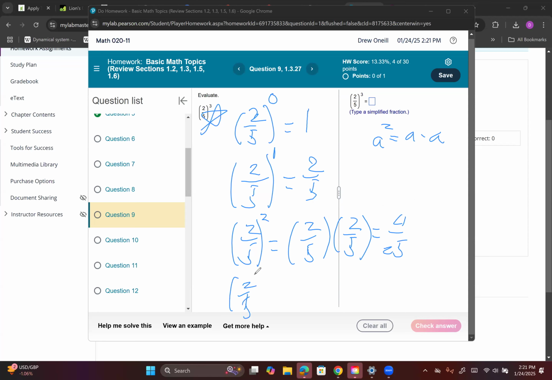2/5 cubed, you would do the same thing. So it would be 2/5 times 2/5 times 2/5. 2 times 2 times 2 is 8. 5 times 5 times 5 is big, but it's 125. And that's the answer. But I want to show you a different way because algebra is really rules at the end of the day. And the sooner you understand how the rules dictate everything, really, the easier it becomes.